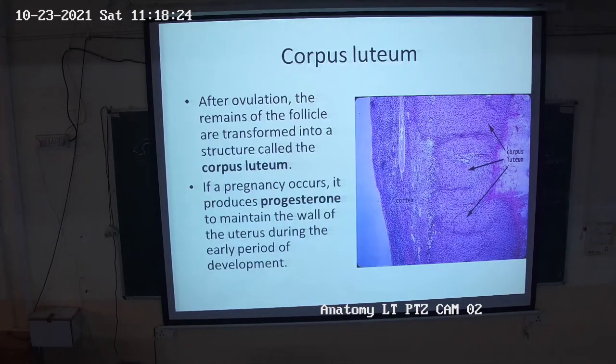Then corpus luteum. Once ovulation is done, the egg is given off. Then the rest of the cells proliferate and form an endocrine type gland known as the corpus luteum. It acts as an endocrine gland because it secretes progesterone. There are two types of corpus luteum. If fertilization occurs, then it is the corpus luteum of pregnancy. If fertilization does not occur, then it is the corpus luteum of menstruation.